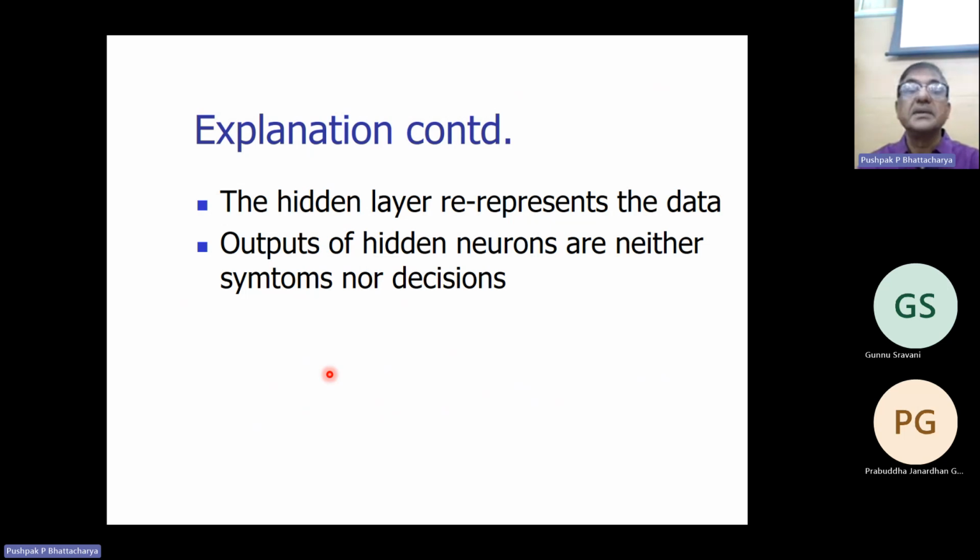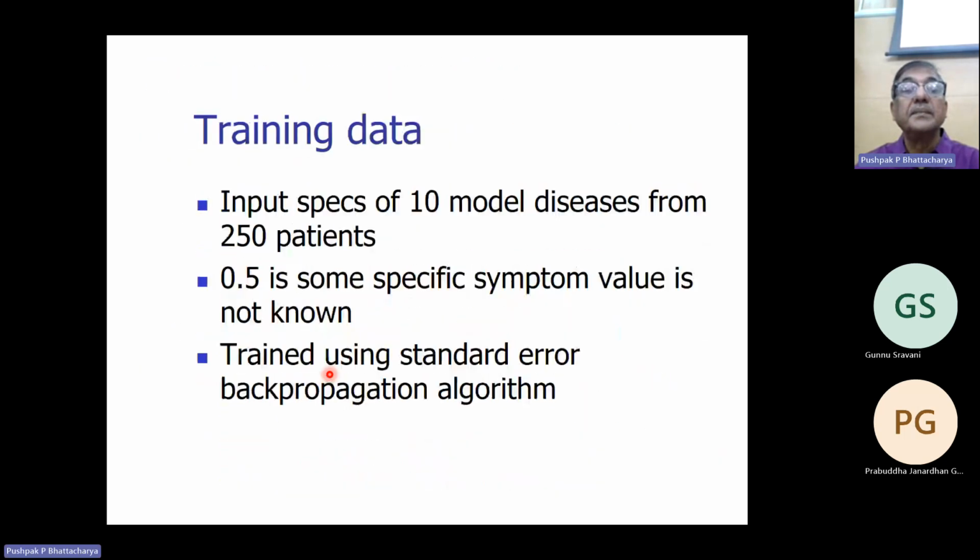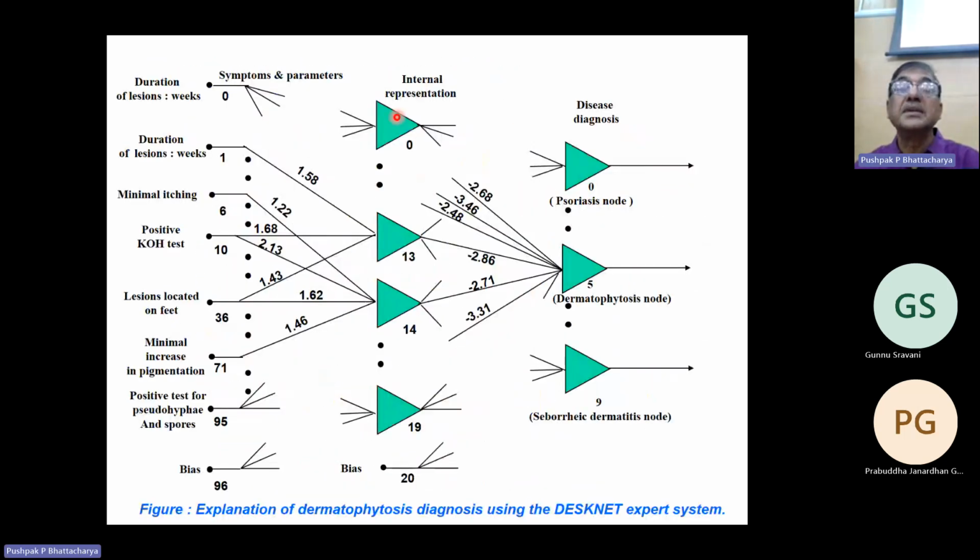That is the most interesting part. The outputs of hidden neurons are neither symptoms nor decisions. So that is the most interesting part of the discussion. And just remember, in the lab, you will have to probe the hidden layer, what the hidden layer is doing. So these neurons were doing something which we did not know.